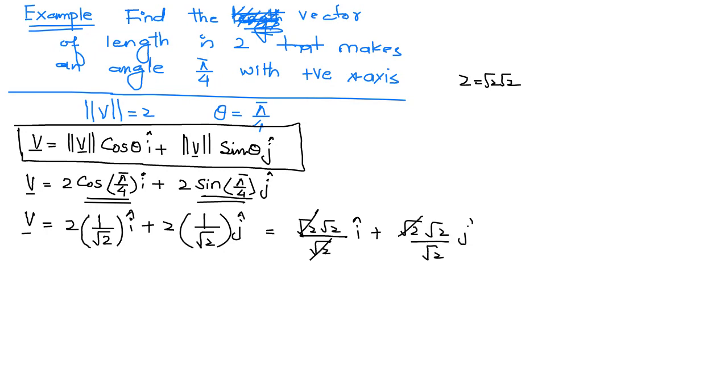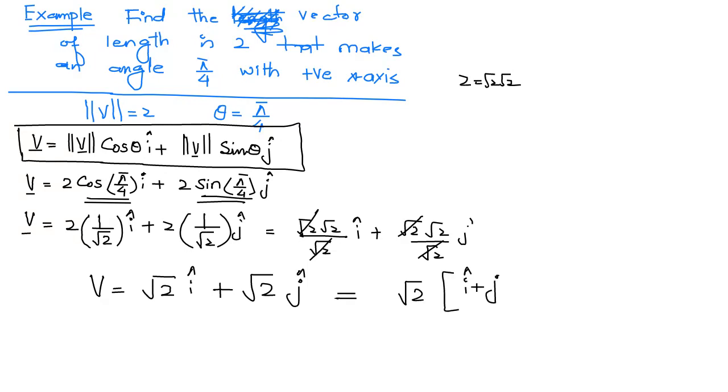This and this cancel, this and this cancel, you will get the vector equal to square root of 2 i plus square root of 2 j. If you want to simplify more, you can write square root of 2 into (i plus j). I think this is the better notation for finding the vectors. So this is how we can find the vector from the length and from the angle. Is this clear?